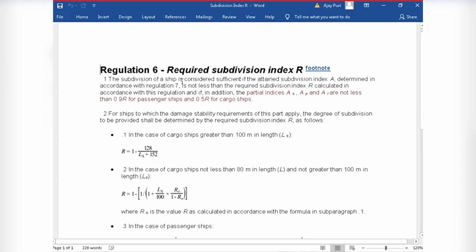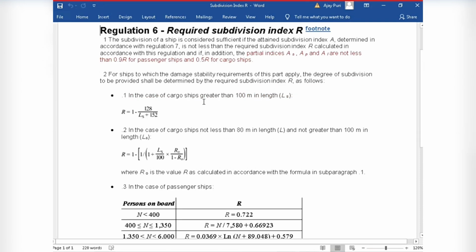So the subdivision of a ship is considered sufficient if the attained subdivision index, determined in accordance with regulation 7, is not less than the required subdivision index R, calculated in accordance with the regulation. So your partial indices As, Ap, Al are not less than R for passenger ships and 0.5 R for cargo ships. So the damage stability requirements of this part apply.